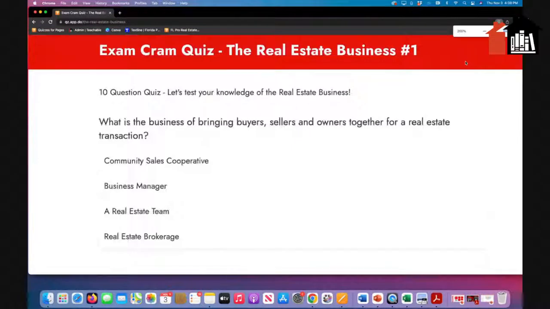Okay. The real estate business. What is the business of bringing buyers, sellers, owners together for a real estate transaction? Anybody know that? Can everybody tell me? Go ahead on the comments. Please tell me on the comments if you can. What is the business of bringing buyers, sellers, and owners together for a real estate transaction? Good job, real estate brokerage.